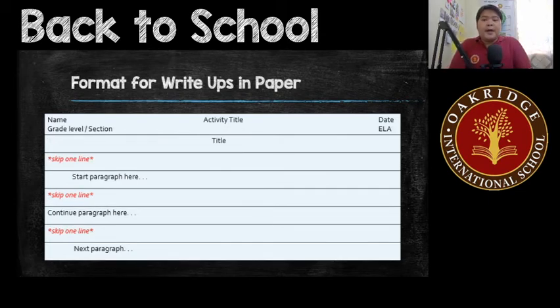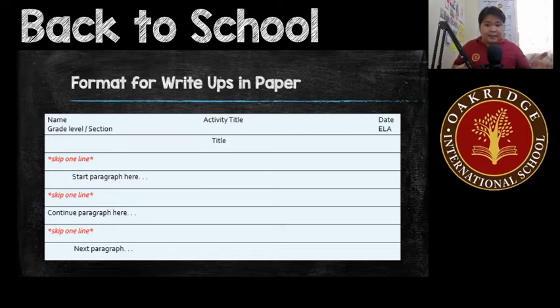Okay, for write-ups and paper, it would look like this. Write-ups would be your different written activities. I will be telling you if it's a write-up or not. It will be indicated. Now, for the write-ups in your paper, it would look like this, okay? Name, and then grade level section. So it should look like that, and then date, and then Ella.